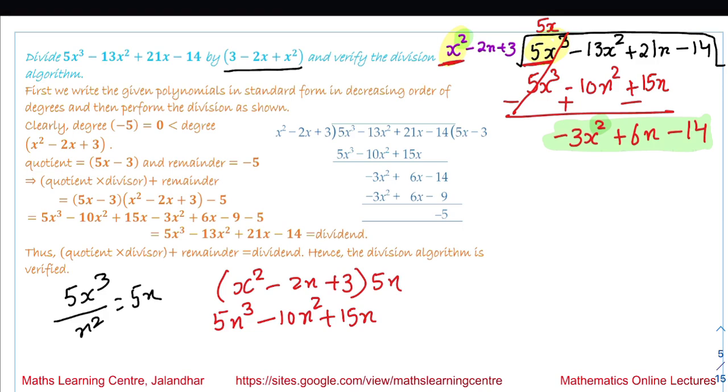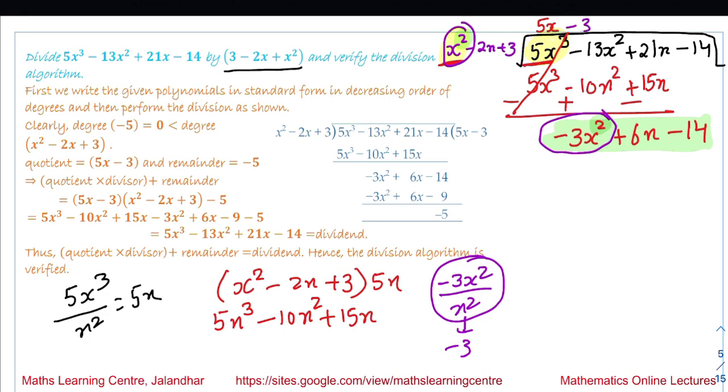So in the next step we are saying this term we have is minus 3x square, this term is x square. So what we are left with is minus 3. So we are saying it is minus 3 over here. We multiply with minus 3, we get minus 3x square plus 6x minus 9. When we subtract these values, the answer we will get is minus 5.